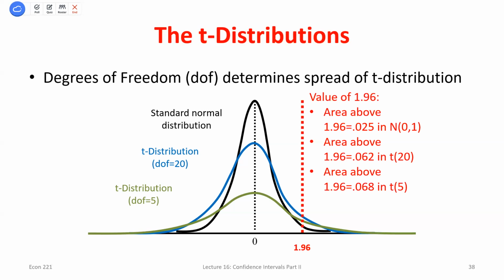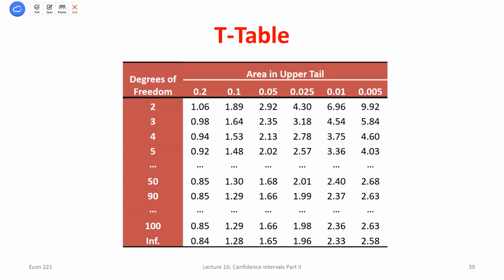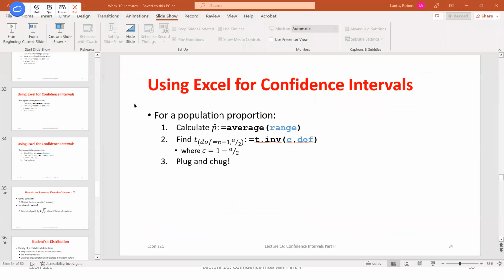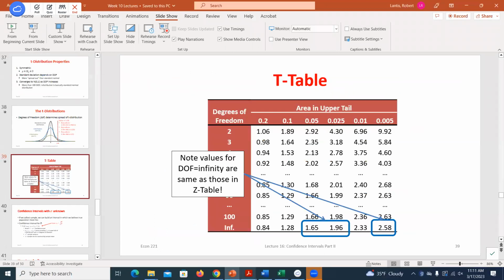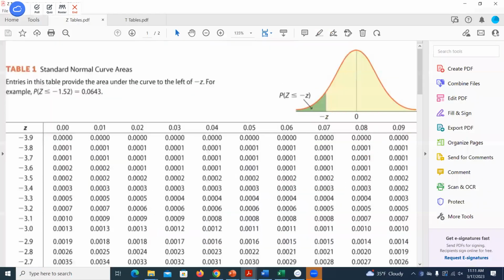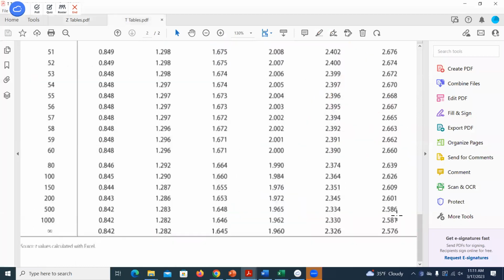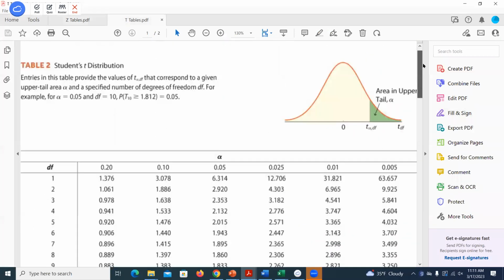So instead of a standard normal table, we have this thing called the t-table, right? This is a truncated version of it. I'm just going to pull up the one that I put up on Canvas, and also have the z-table so I can relate the two. So here is my student t-table.